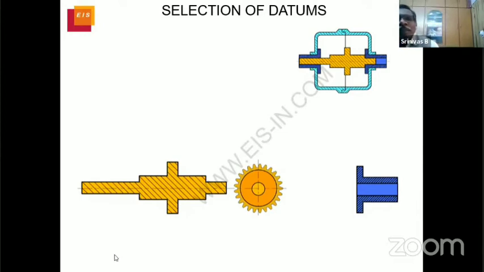So you may be wondering, how can two surfaces be one datum? It is possible, sir. You designate this as A, you designate this as B, and your primary datum is A dash B. That is how you can give. Understand? So primary datum is this portion and this portion. You can call it A, you can call this B. Your primary datum is A dash B.